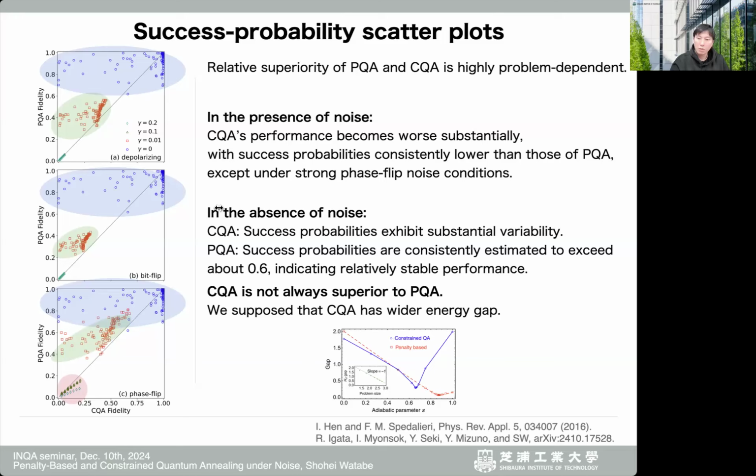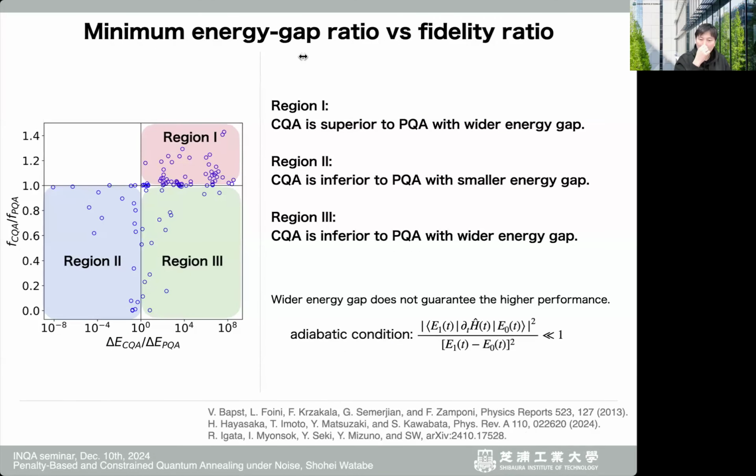And so the result: one point is that CQA is not always superior to PQA. However, we suppose that the CQA has a wider energy gap. So we discuss the relation between the performance and the energy gap. This is a plot of the minimum energy gap ratio and the fidelity ratio. The vertical axis shows the fidelity of the CQA over the fidelity of the PQA, and the horizontal axis shows the energy gap of the CQA over the energy gap of the PQA.